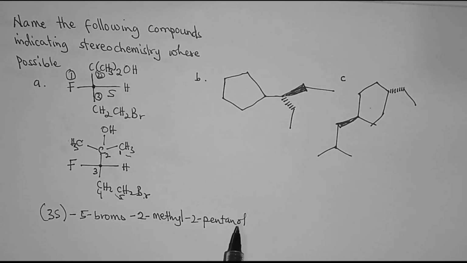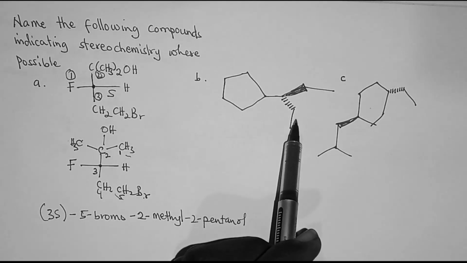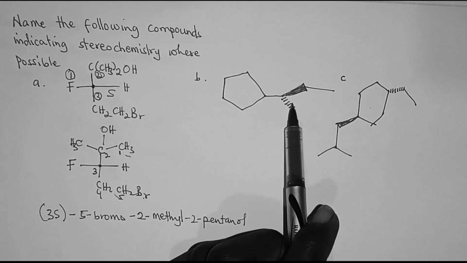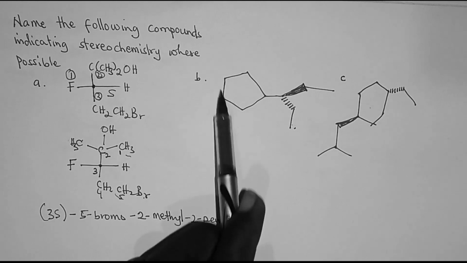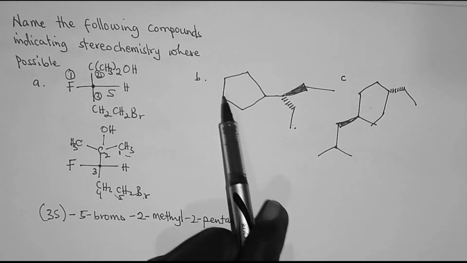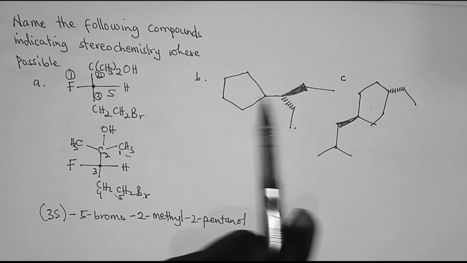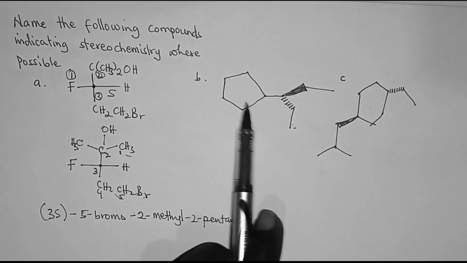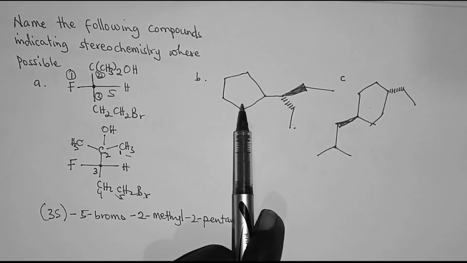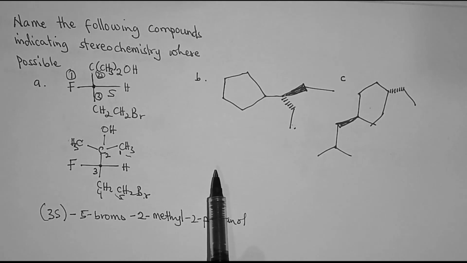Let's name this compound. So you see that this is a substituent on a substituent. Now let's count the number of carbons on the straight chain. It is 1, 2, 3, 4, 5. And let's count the number of carbons on the cyclic ring. It is also 1, 2, 3, 4, 5. When there is an equal number of carbons on the straight chain and the cyclic ring, precedence is given to the cyclic ring. And therefore this will be named as a cyclopentane. And then the cyclic ring is the parent chain.